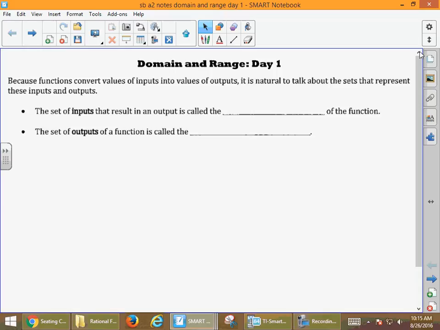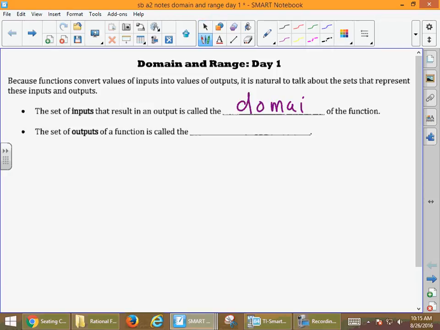We're going to talk about domain and range. And luckily, we've already seen a little bit of this before. When we're talking about domain and range, we're still looking at the inputs and the outputs. And the set of inputs that result in an output is called the domain. And the set of outputs of a function is called the range.